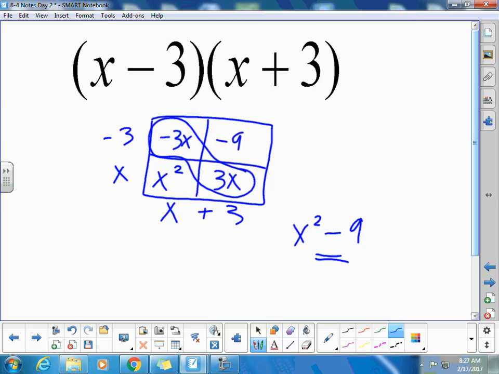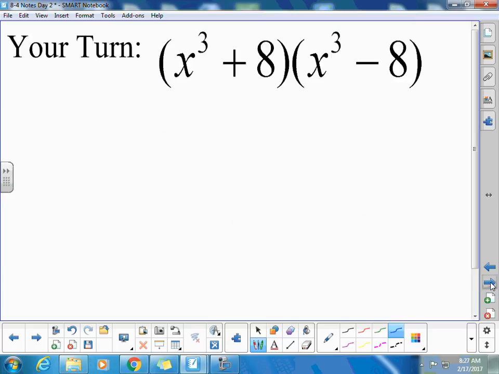So notice there's no middle terms. That's because we have x minus 3 and x plus 3. So they're exactly the same. The only difference is the sign in the middle, which makes the 2 middle terms cancel out. So your turn. Put me on pause, give this one a try. It's a little bit different in the fact that we have x to the third for the first value, but it's still the same process.